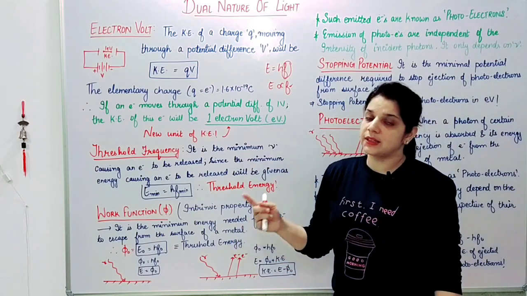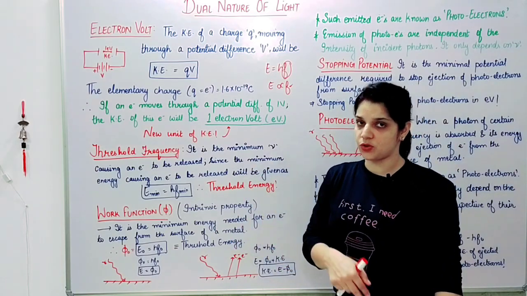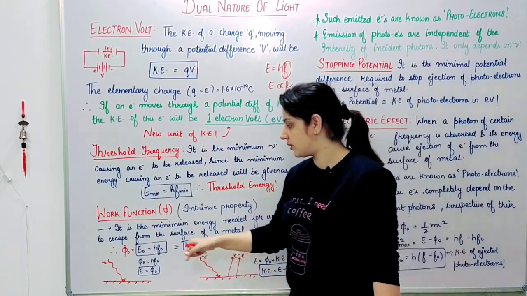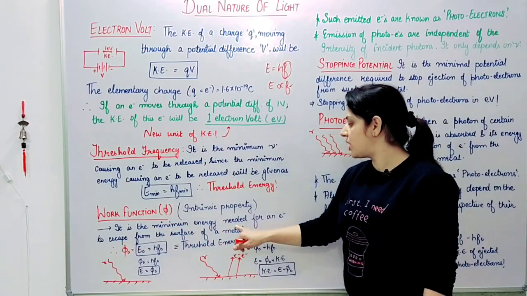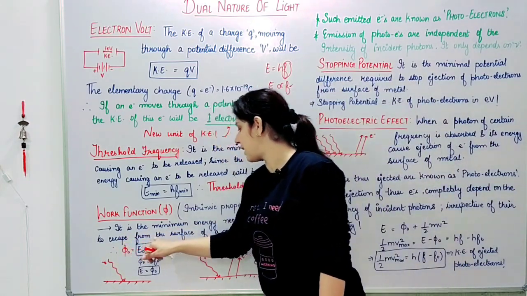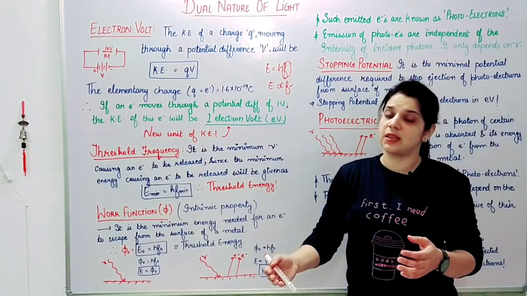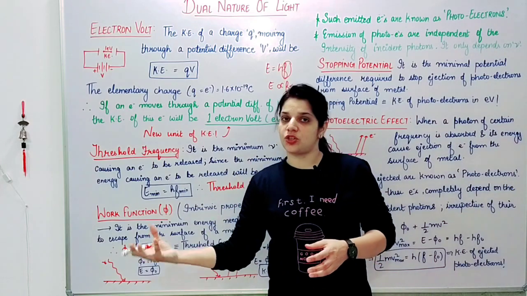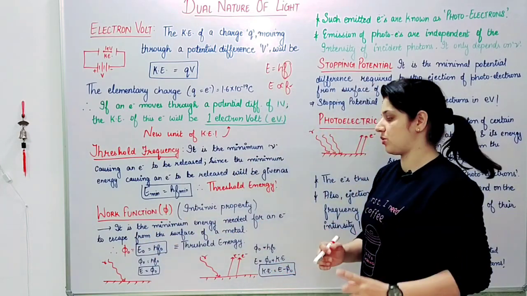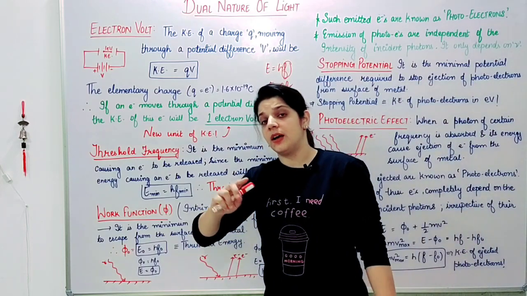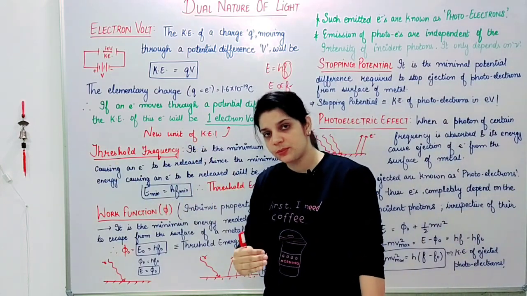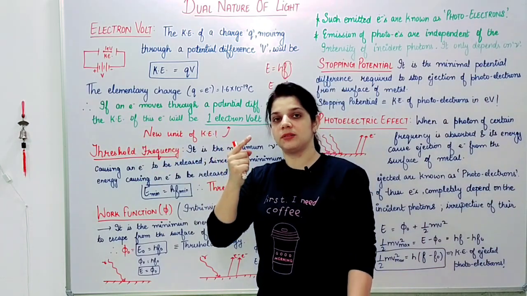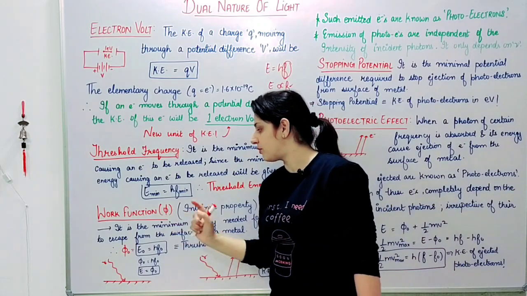First thing is it is intrinsic. That means every metal will have its own fixed, constant threshold energy or work function. It is defined as the minimum energy needed for an electron to escape from the surface of a metal. Again the same thing: it is the minimum amount of energy which is required to cause the ejection of an electron. One electron, I'm not saying a number of electrons. Since it is a minimum energy, the one electron which will be ejected, that amount of energy is my work function.